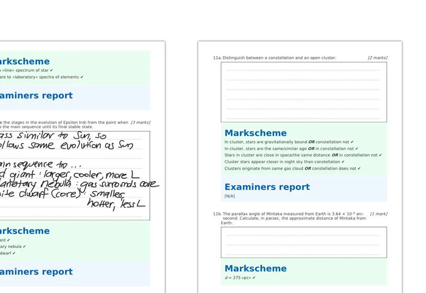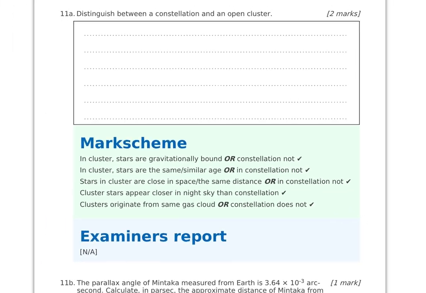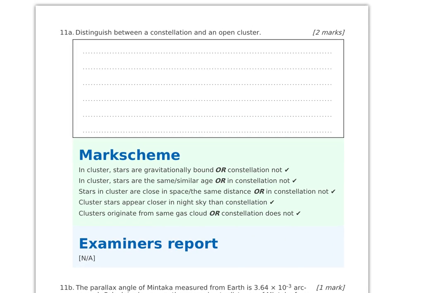Constellation and open cluster. Again, with the constellation and open cluster, they're obsessed with this question. I'm not even going to write the answer. Just look at this mark scheme. These are the details. When you're a constellation, the stars look like they're close together on the celestial sphere. They are probably not. Most likely not actually close together. In an open cluster, they actually are close together and so are gravitationally bound. Also, in that cluster, all those stars were made at roughly the same time. That's why they're close together. So they're similar in age.